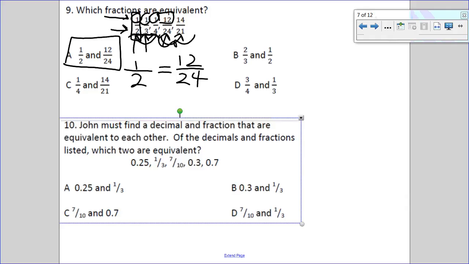Number 10, John must find a decimal and a fraction that are equivalent to each other. Of the decimals and fractions listed, which two are equivalent? Okay, so if this doesn't immediately pop out at you, then I invite you to go back and watch about the first 10 minutes of this video. We kind of go over changing between the different forms of fractions, decimals, and percents.